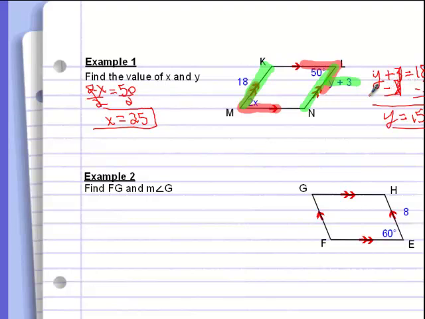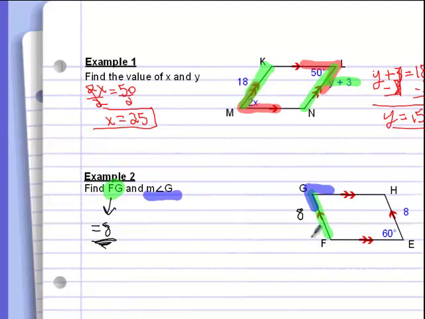Come on, that's easy. Now, example 2 asks us to solve for FG, which is right here, and to find the measure of angle G, which is right here. Now, I want you to look at that problem. I'm going to give you a little hint. There is no math involved in this. No math whatsoever. Can you find the measure of FG? I hope you're saying to yourself, the measure of FG is 8. But I'm going to ask you why. Why is FG 8?